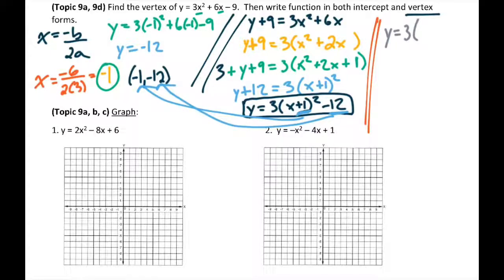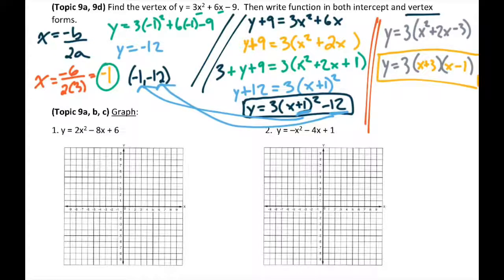We're going to factor out that GCF from the original equation, so 3 times the quantity of x squared plus 2x minus 3. And now I can factor this even further. Two things that multiply to be negative 3 and add to be positive 2 are going to be x plus 3 and x minus 1. So this is our intercept form of our quadratic.